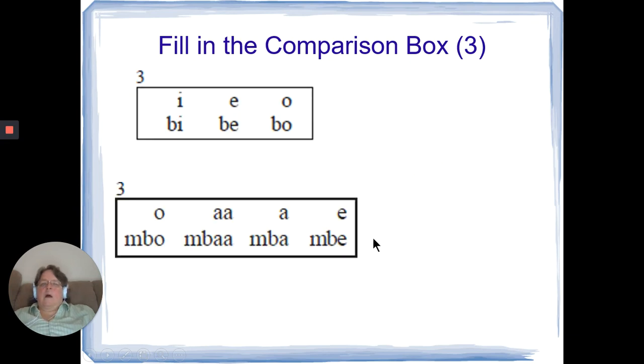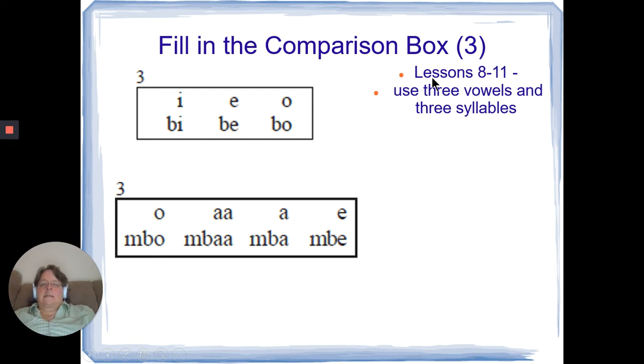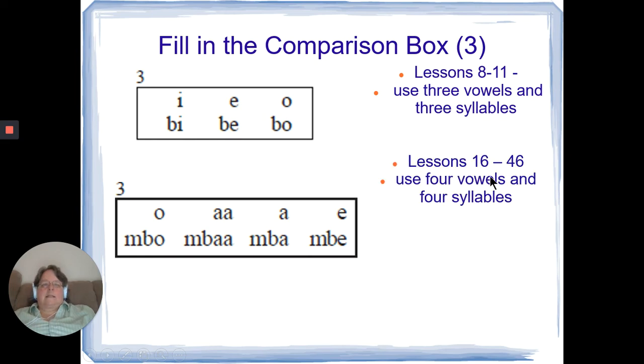Now, as we go through the comparison box, different lessons are going to have different amounts, we're going to be adding a little bit more information. So like from lessons 8 to 11 in the comparison box, now we're going to have 3 vowels and 3 syllables. When we get to lessons 16 to 46, we're going to use 4 vowels and 4 syllables. It's once again always using the same letter or letter combination on this second row here.